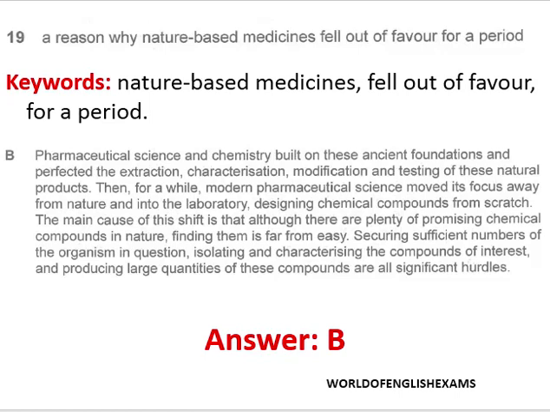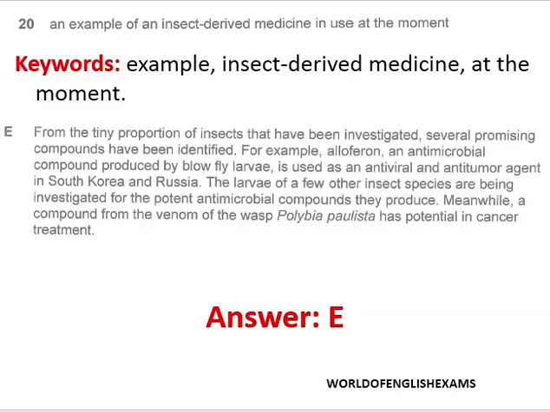So designing chemical compounds. Here they are clearly mentioning that for that period of time, for a while, nobody bothered about natural compounds. Everybody was focusing on chemical compound design. So that is the answer, and that is why the answer for the 19th statement is B. Now we shall look at the final statement in this set of questions.